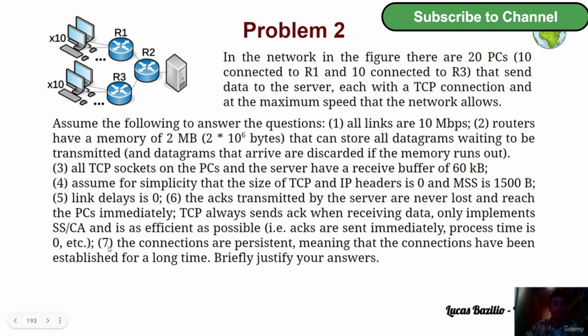And finally, assumption 7, the last assumption: the connections are persistent, meaning that the connections have been established for a long time. Given all of these assumptions, this is the information we need to answer the following questions. We also need to justify our answers.